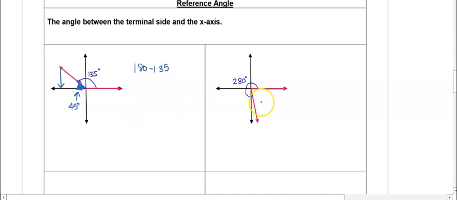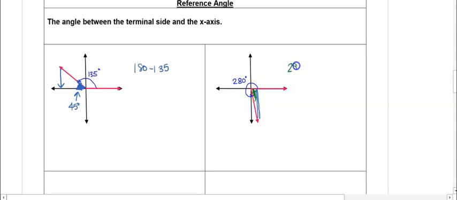Same thing over here. I'm starting with 280 degrees right there, and all I need to do is figure out what the reference angle is. So the reference angle is, again, to the x-axis. I'm taking that terminal side and going to the x-axis. It's going to be the interior part of this angle right here. It's a little bit weird to see that one just because of the way the picture is set up, but it's just going to be the inside part of the angle.